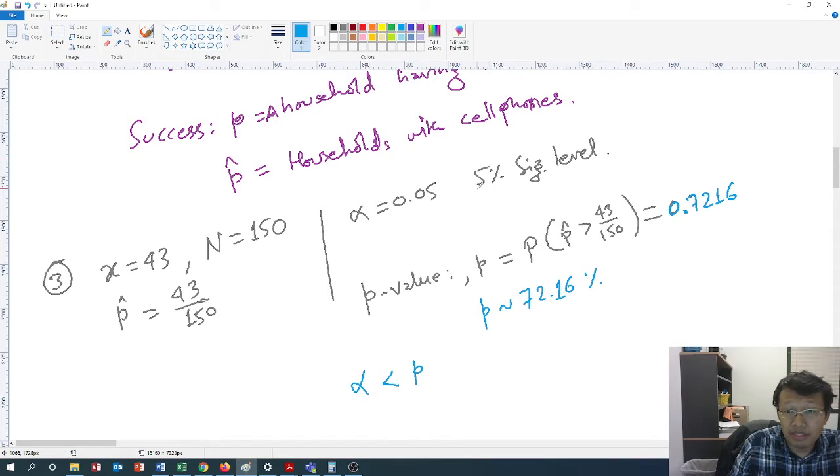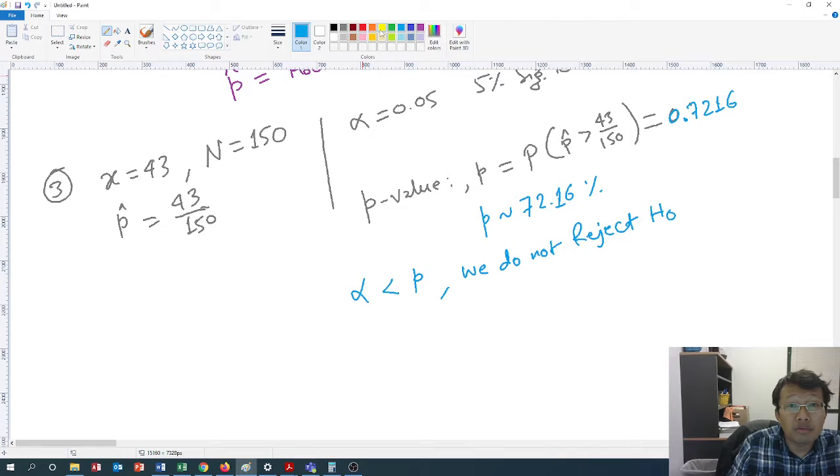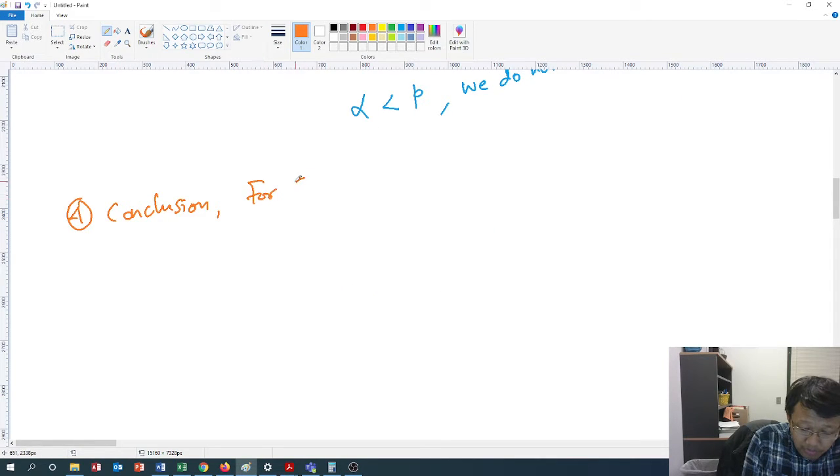Now you can clearly see that alpha is less than P. Since alpha is simply 5% and P is 72.16%, we do not reject the null hypothesis. So in conclusion, we would write down the conclusion for the 5% significance level.